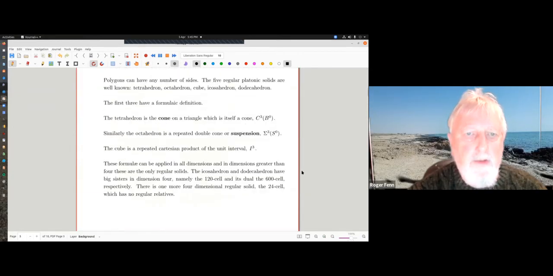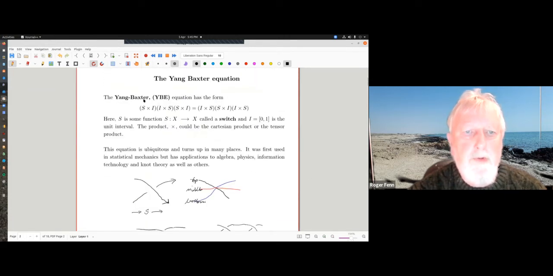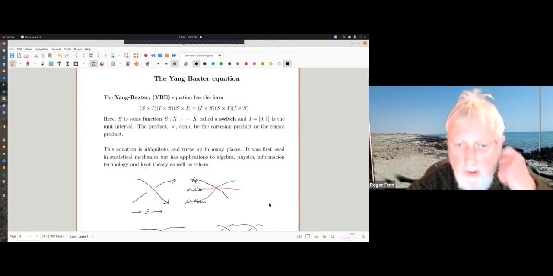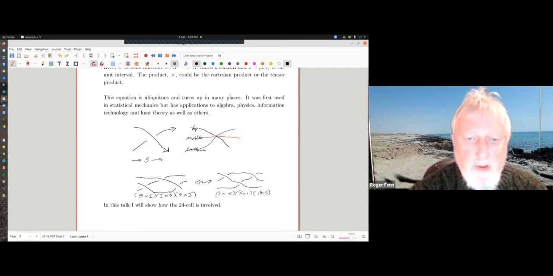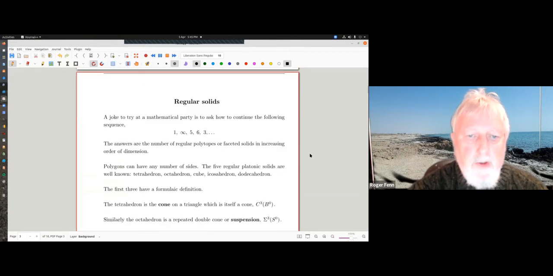So to recap everything which is said, there's the Yang Baxter equation, and it could be thought of as the Reidemeister 3 move. Regular solids: there's 1 in dimension 1, an infinite number in dimension 2, 5 in dimension 3, 6 in dimension 4, 3 for the rest of time.